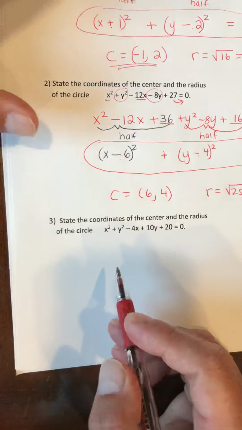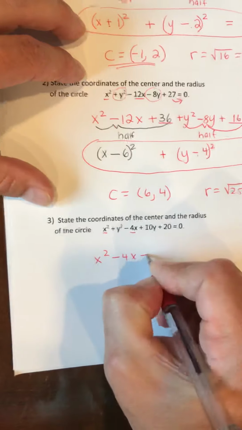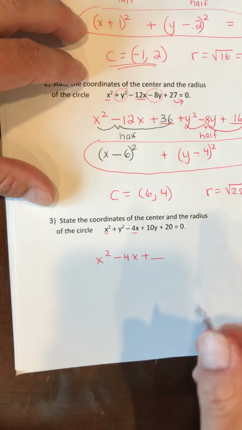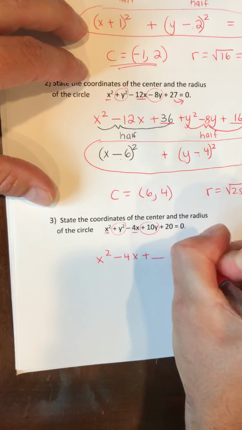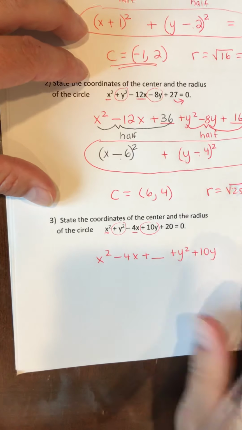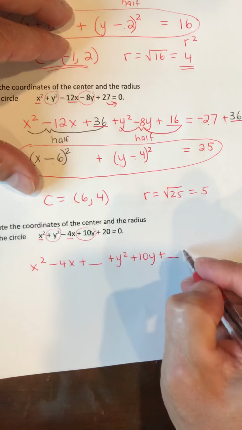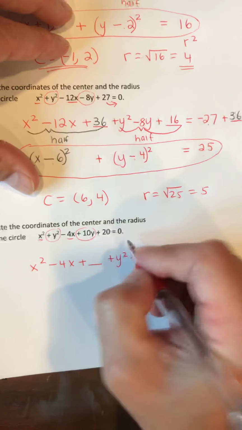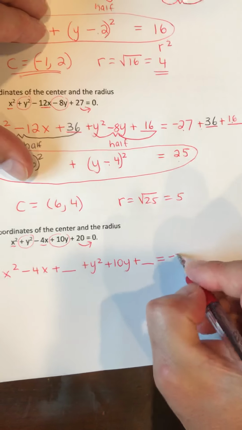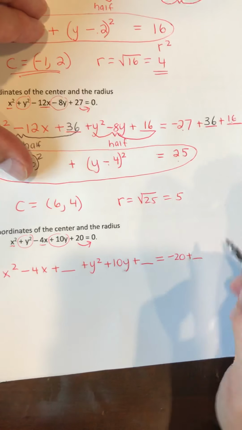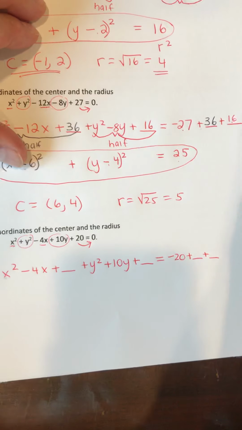All right, number 3, again, same thing. I'm going to group the x squared with the minus 4x. All right, I'm going to leave that slot open. Then I'm going to group the y squared with the 10y. So plus y squared plus 10y. But again, I need to leave a slot for that square term for the y. Then we're going to bring the 20 over. And when it comes over, it's going to change sides. So it's going to become minus 20. And then I got to leave an open slot for the square of the x term and the square of the y term. All right?